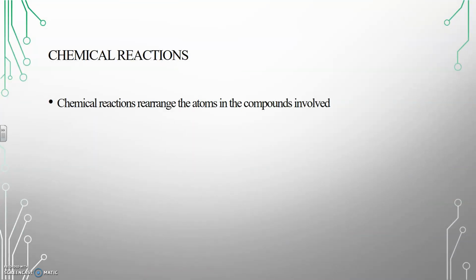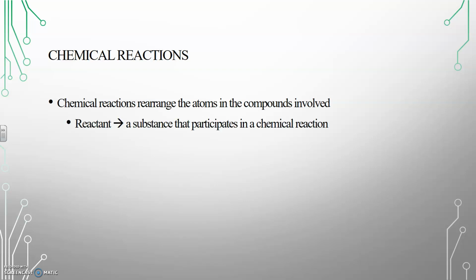So chemical reactions are not going to create or destroy atoms. They're not going to add in different atoms that are not involved in the reaction. They're just going to rearrange the atoms in those compounds involved. So they will break bonds between different atoms and then form other bonds. So you have the reactants, which are the substance or substances that participate in a chemical reaction. And you have your products. So those are substance or substances that are created through the process of the chemical reaction.